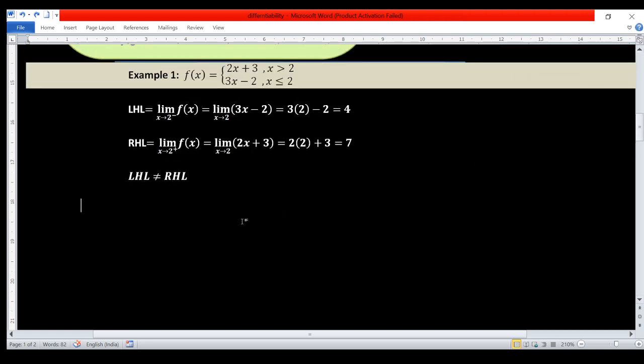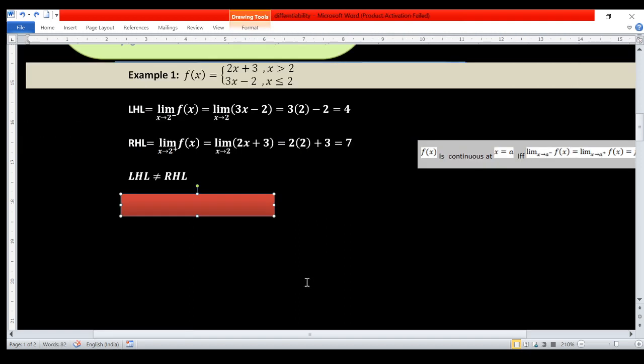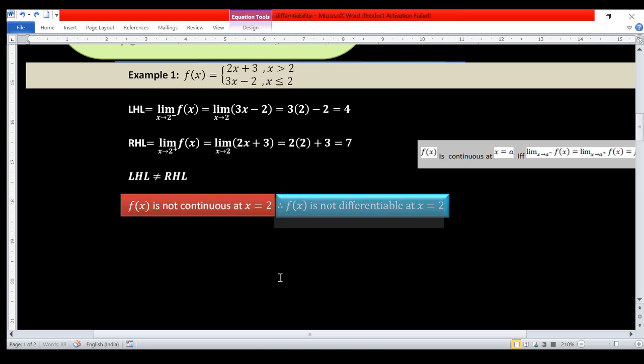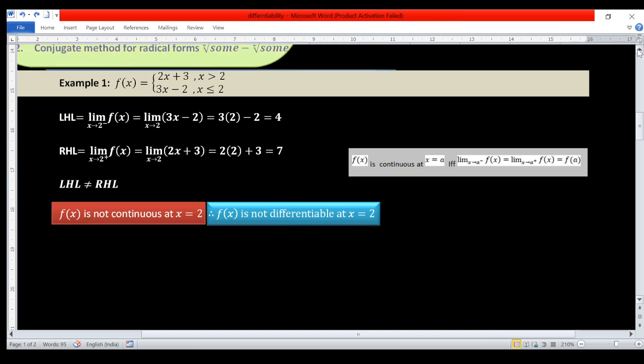f of x is continuous only if the left hand limit is equal to the right hand limit, which is equal to the value of the function. Here the left hand limit is not equal to the right hand limit. Therefore I can say f of x is not continuous at x equal to 2, and this implies that f of x is not differentiable at 2. So this function is not differentiable. Why is it not differentiable? It is not continuous. We didn't do the test of L f dash of x or R f dash of x. It is not necessary, because the differentiability test should be done only for a continuous function.